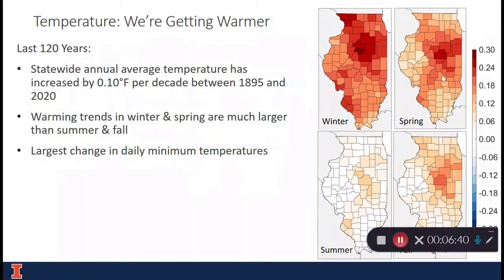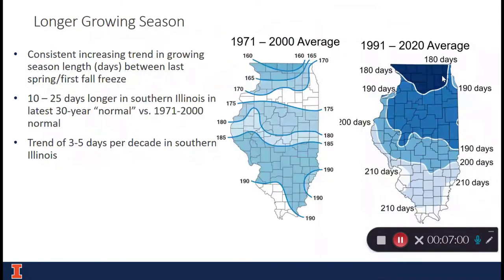That's particularly the case in the summertime, when we don't actually see statewide a significant change in daily maximum temperatures, just our daily minimum. So nights overall are getting warmer. But a big pattern here that I want you to pick out is that winter and spring historically have warmed at a much faster rate than summer and fall.